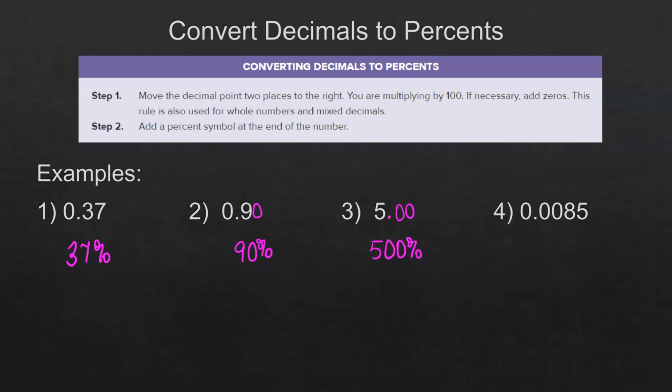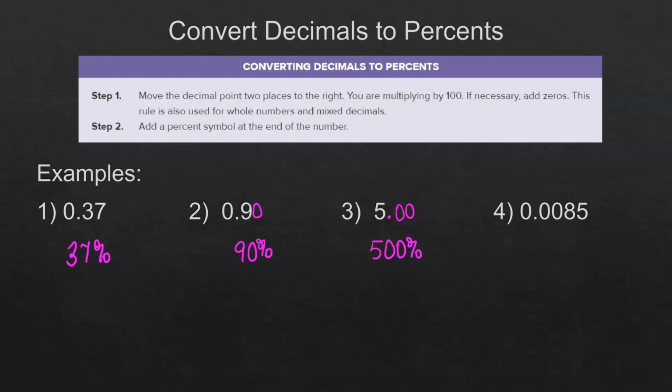So just note, anything from 1 or higher is going to be over, like 1 is 100%, so then we'll be over 100% for any numbers that are 1 or larger, or over 1, I guess I should say.